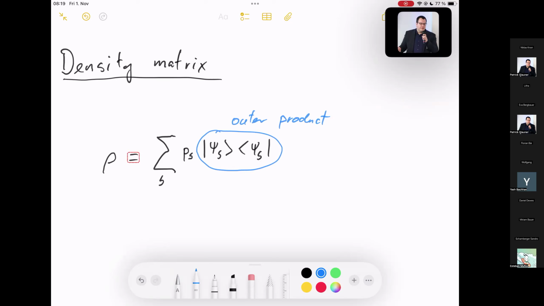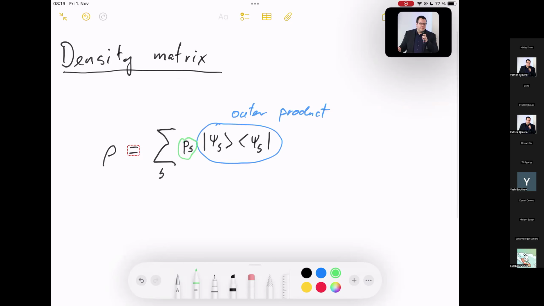We have the probability p_s for this state, and we sum up these products with the sum sign, and that will eventually lead to a density matrix, because this outer product will lead to a matrix. And we have the fraction or the proportion p_s for the ensemble in each pure state.